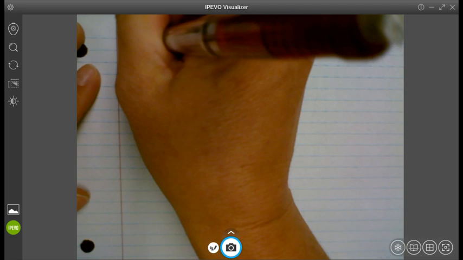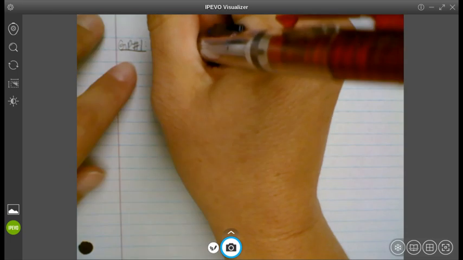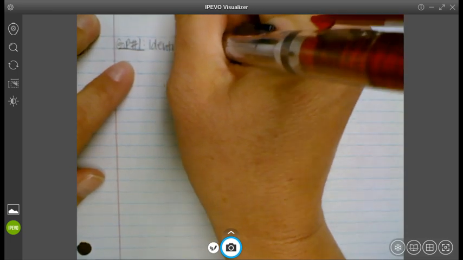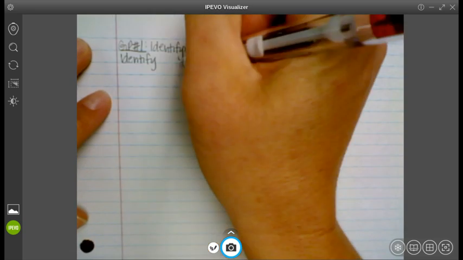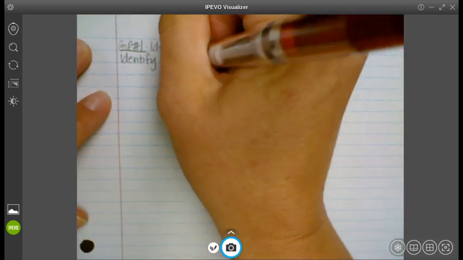Okay, so for GP number 1, this is going to be titled Identifying Parts of a Parabola. There are going to be 2 different graphs that we're going to look at here, and those were included on the printables page. So our directions are to identify the listed items.